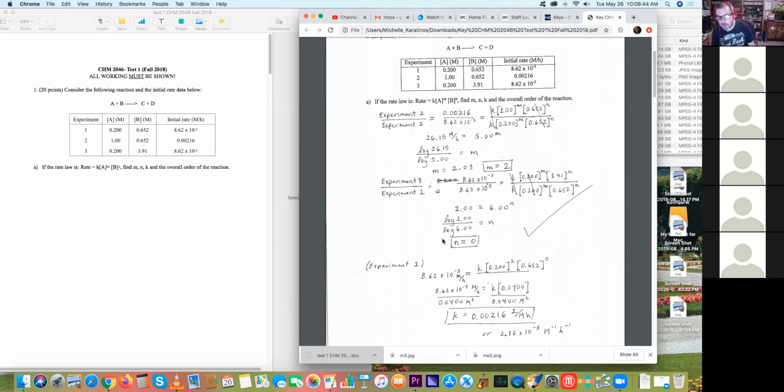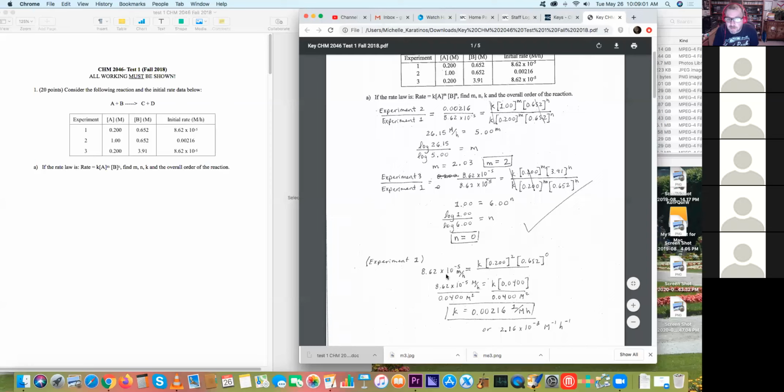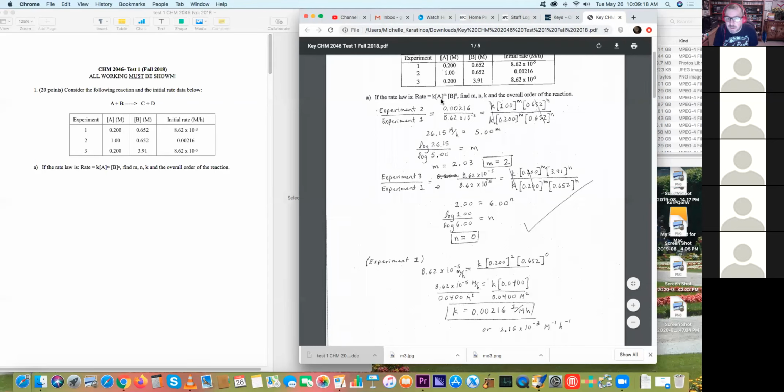The next thing we need to do is calculate K. Now, in order to do that, we can use any one of these experiments, experiment 1, experiment 2, or experiment 3. And it's just plug and chug. So if we're doing experiment 1, which I think is what this student's done over here, you put in the initial rate for the rate. You put A, which is going to be the 0.2, to the power of m, which is going to be squared. And then you've got 0.652, and that's to the power of 0. Remember, we're just applying this rate law here and just plugging in everything we already have. The only thing we don't have here is K. Everything else we actually have. So that means we can solve for it.